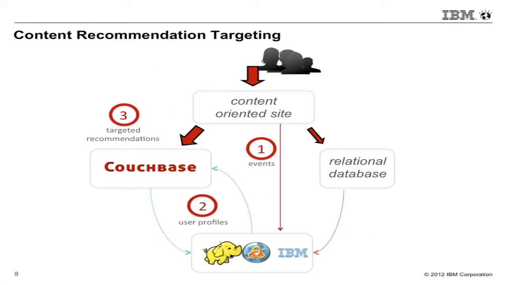So let's go into a little more details of this. You might have a relational database on one side, and you have your application on the other side. But for the content-oriented side, you see that first your information comes in. The event may go into a couple of different places. So you might also use a relational database. But it goes into the Hadoop cluster.